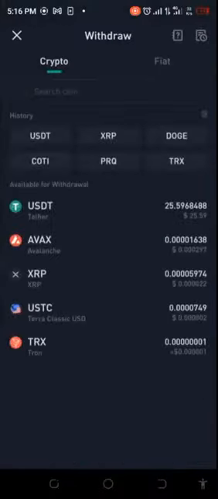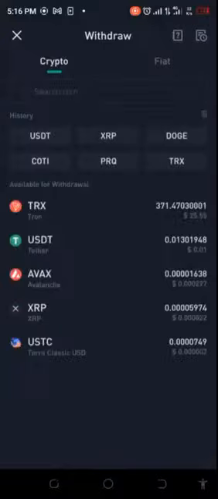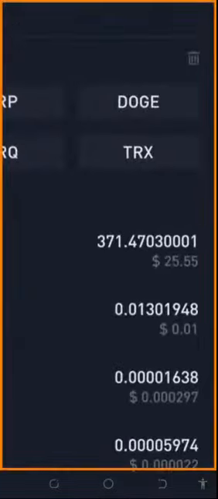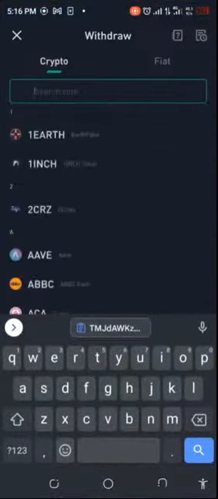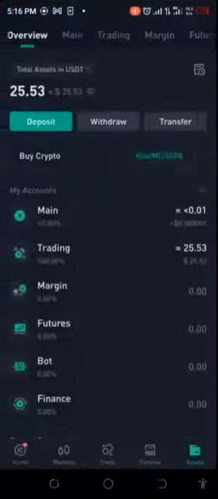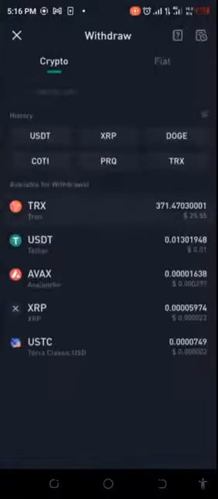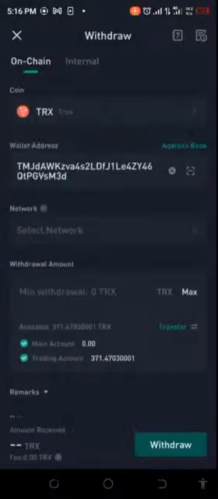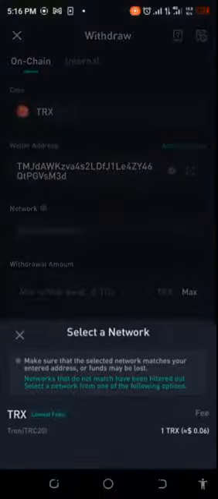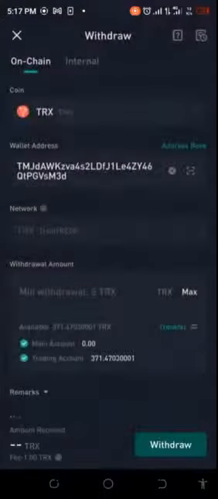So we're withdrawing from here and we're taking it, we're withdrawing TRX. You can see it already has everything there, okay? We're taking everything over. No, this is what I want. I'm withdrawing this and I'm just clicking on this and then we'll now put in the address, the wallet address. The network is TRC20, obviously, and that's 1 TRX.